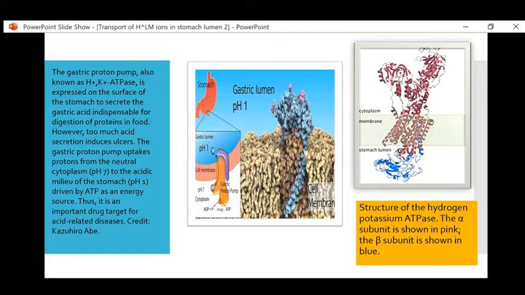In figure 2, we can have a look at the structure of the gastric proton pump, which is also called hydrogen potassium ATPase. The alpha subunit is shown in pink, whereas the beta subunit is shown in blue.